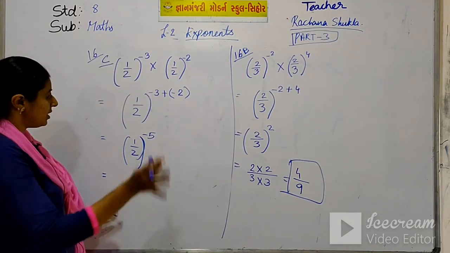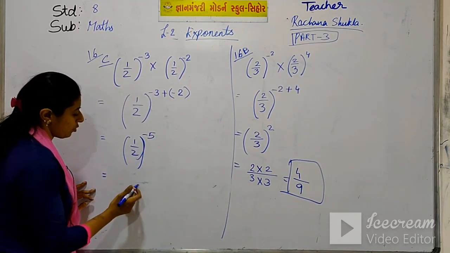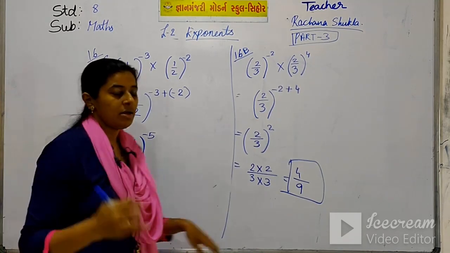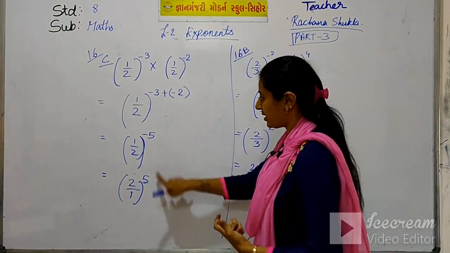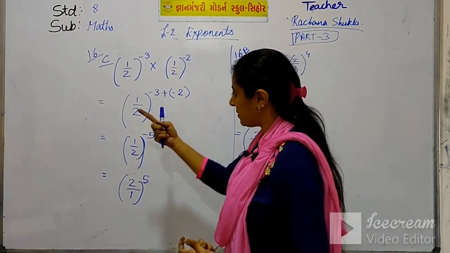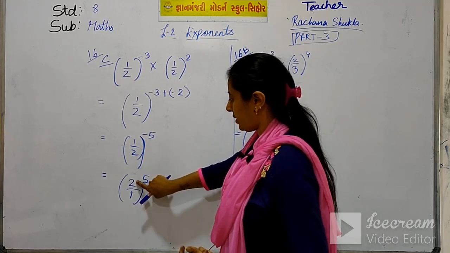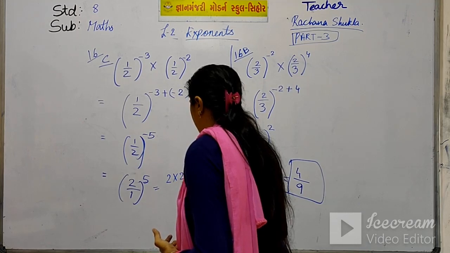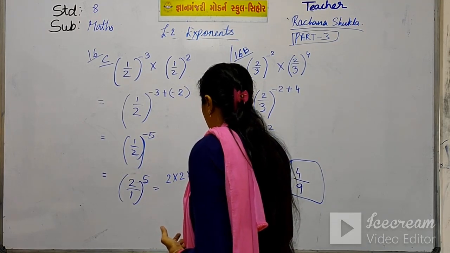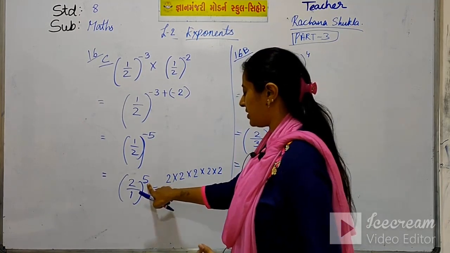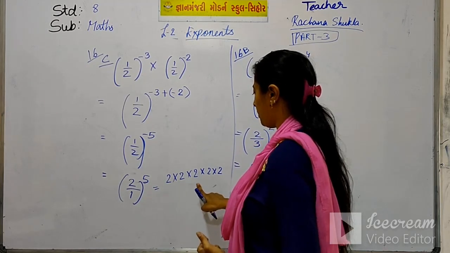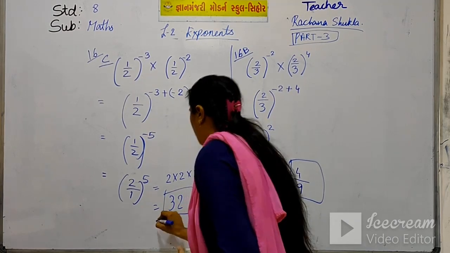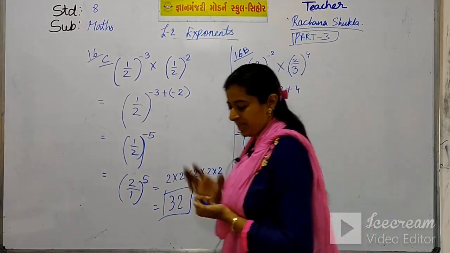Now if we want to evaluate this, we will take the reciprocal. That will be 2 upon 1 raised to 5. If we want to make this sign positive, then take the reciprocal of this number. That will be 2 upon 1 raised to 5. Now evaluate. 5 times 2, because here it is 5. 2 into 2 into 2 into 2 into 2. That will be 32. Your answer will be 32. Please note down.